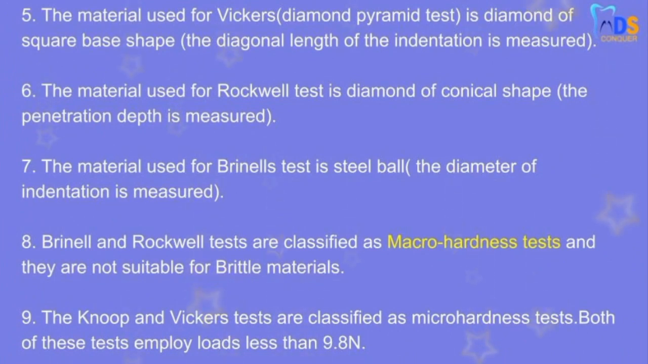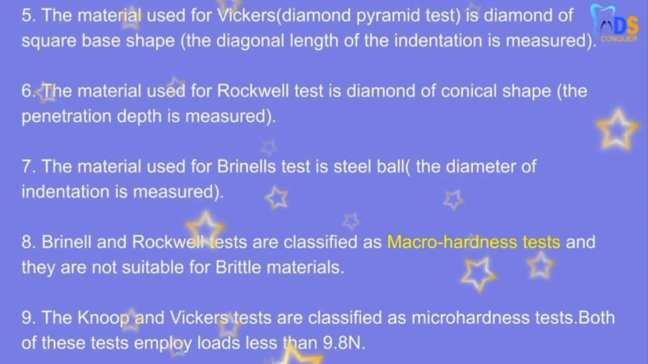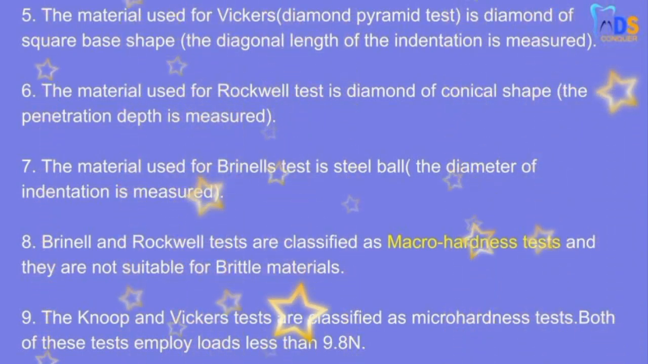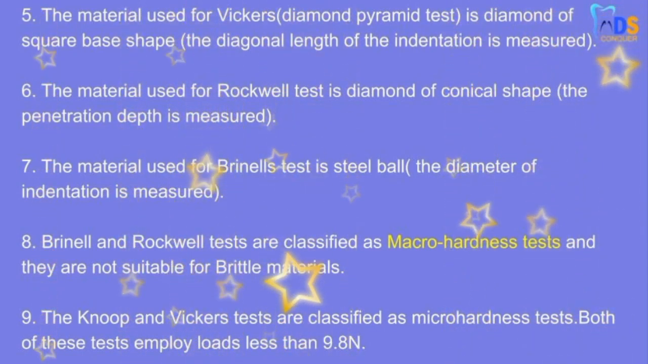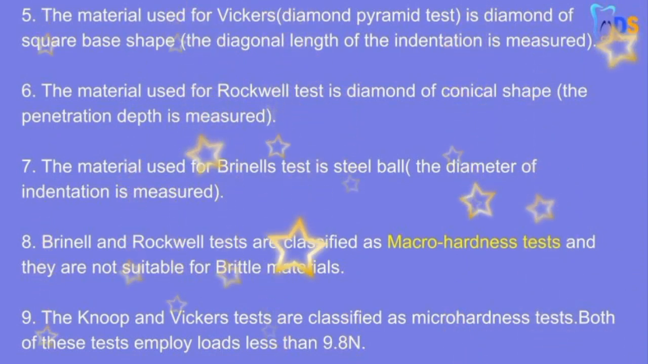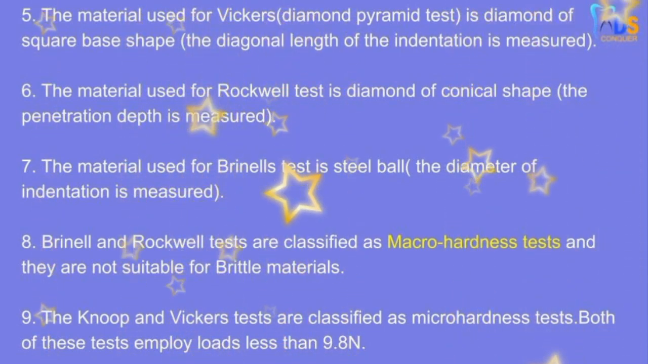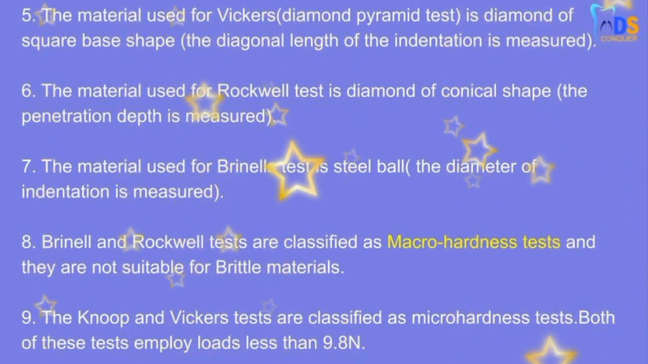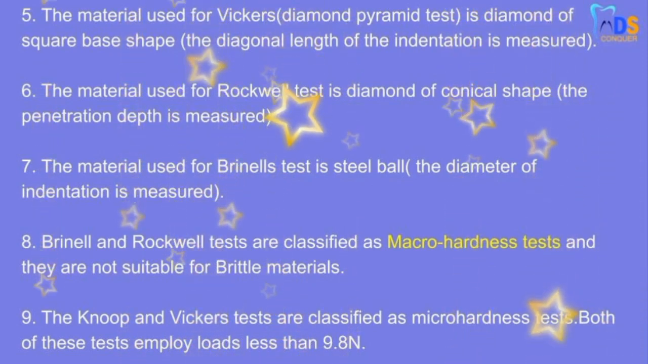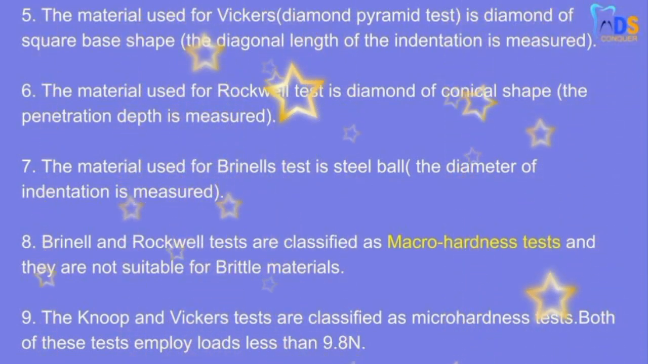Number 5. The material used for Vickers test, that is the diamond pyramid test, is a diamond of square base shape. Even in this, the diagonal length of indentation is measured. Number 6. The material used for Rockwell test is diamond of conical shape. In this, the penetration depth is measured. Number 7. The material used for Brinell test is steel ball. In this, the diameter of indentation is measured.